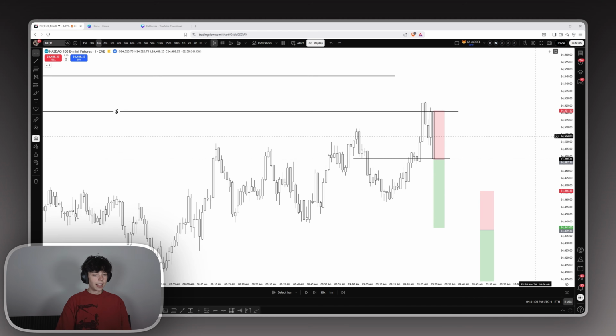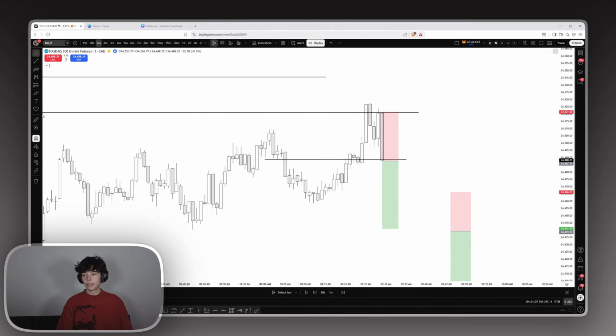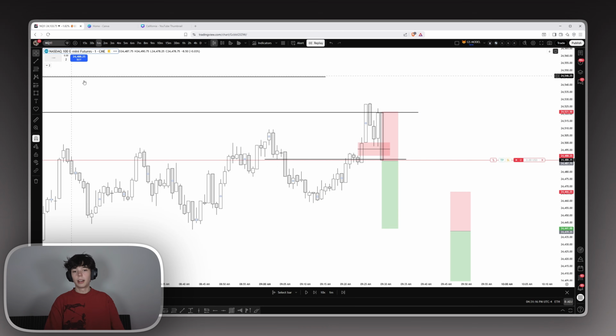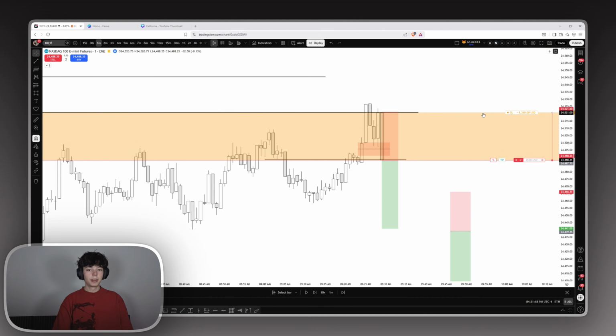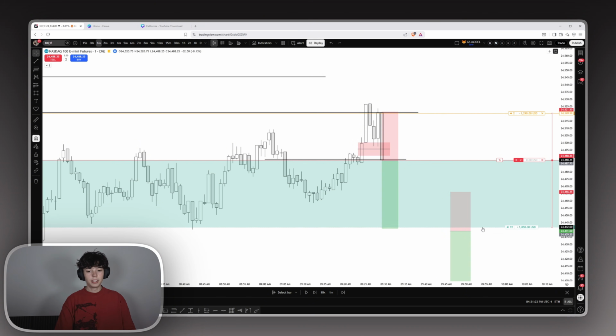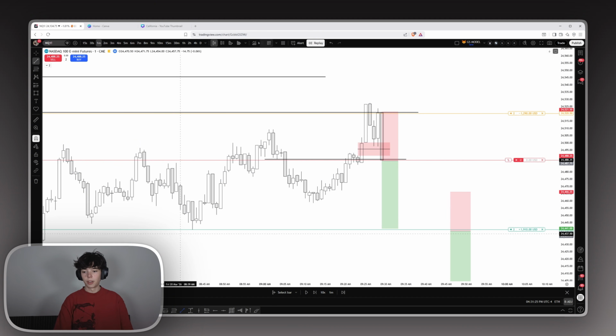Perfect. Now, notice how we have this fair value gap right here. And then notice how this gets closed below. All right. That was my sign. I went ahead and clicked sell. Put my stop loss over that high. And then TP'd these swing points right here. Super simple setup. Actually went slightly above that just in case.